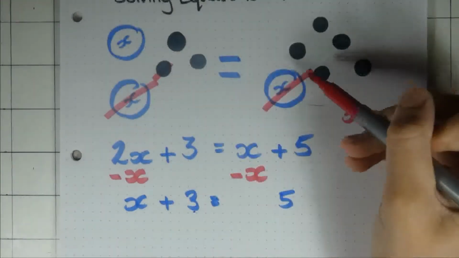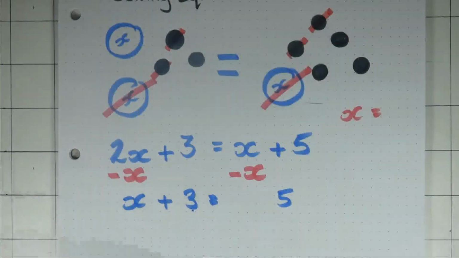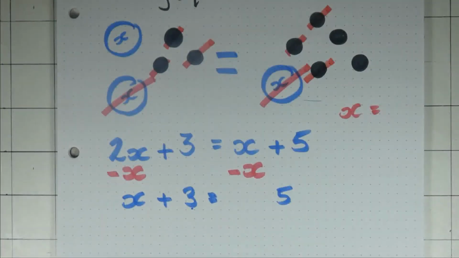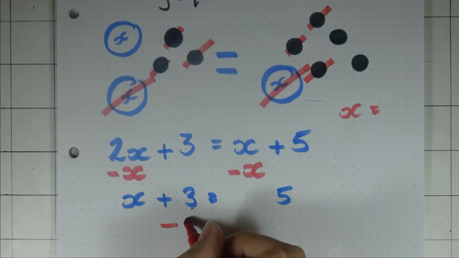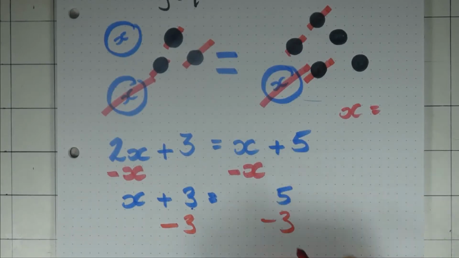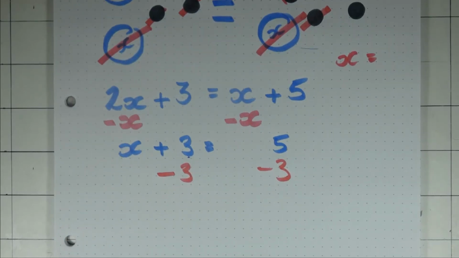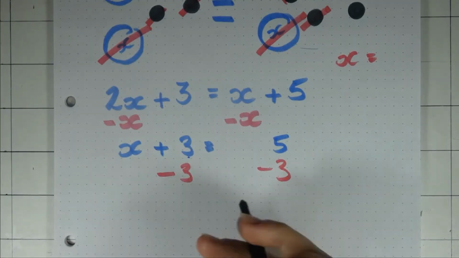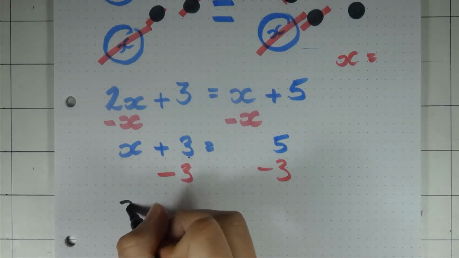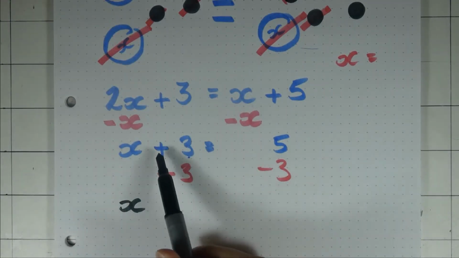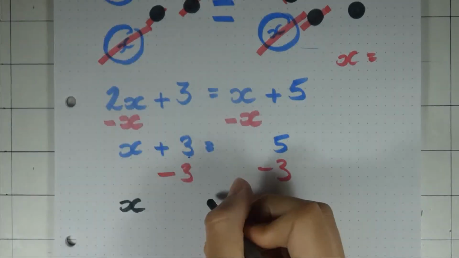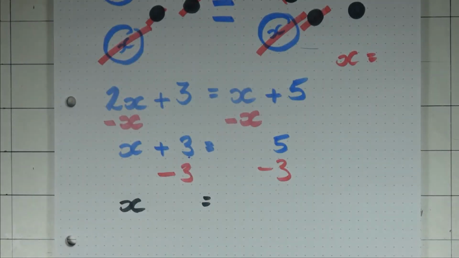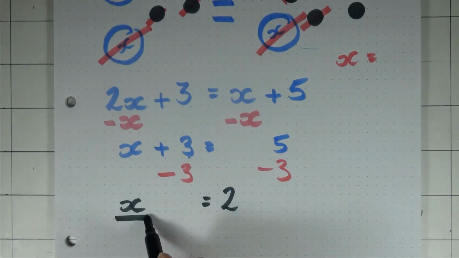So we can take away 1, 2, 3 from both sides. And that makes sense. This is our balancing. We can take away 3 and we can take away 3. So once we've done that, we will have x all by itself, plus 3 take away 3, that cancels, equals 5 take away 3, 2. And that is our final answer.